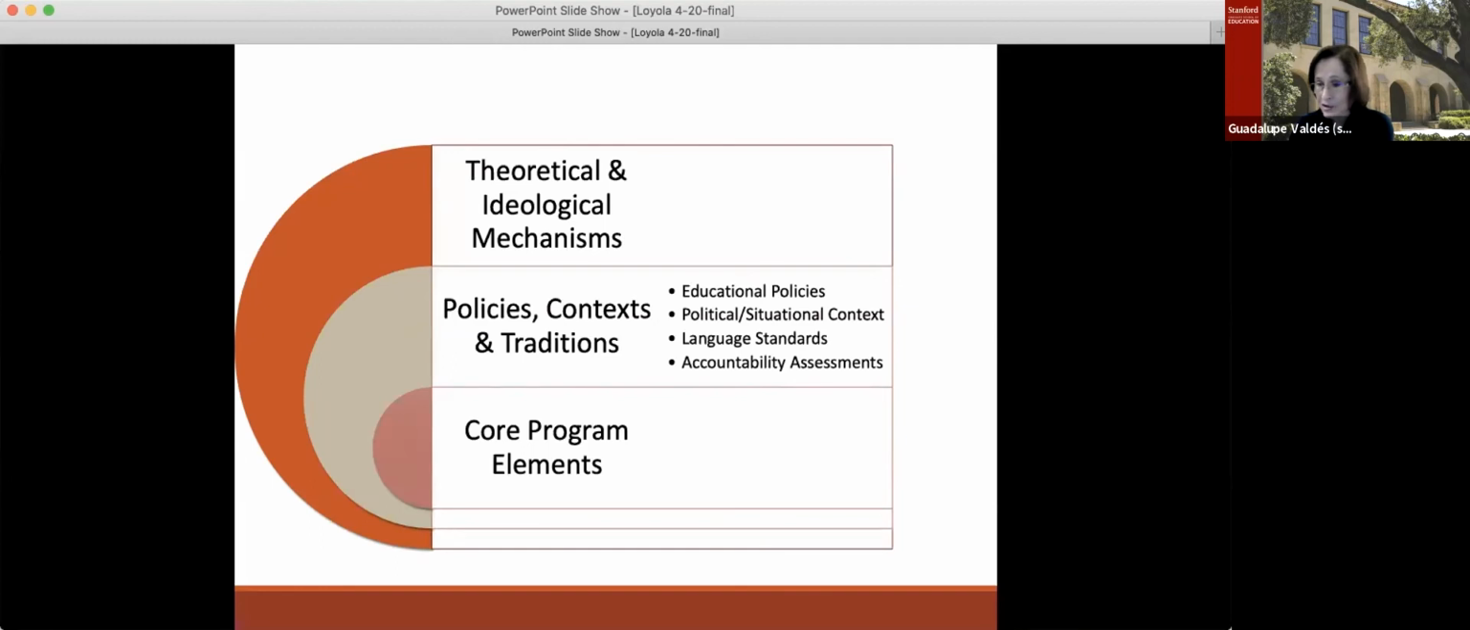So, as I said, the core program elements are impacted by other things that are one level above, that are part of the educational policies, the political situational context, the language standards, and the accountability assessments. The accountability assessments are very different than the classroom assessments, or they should be, right? Because they're doing very different things.